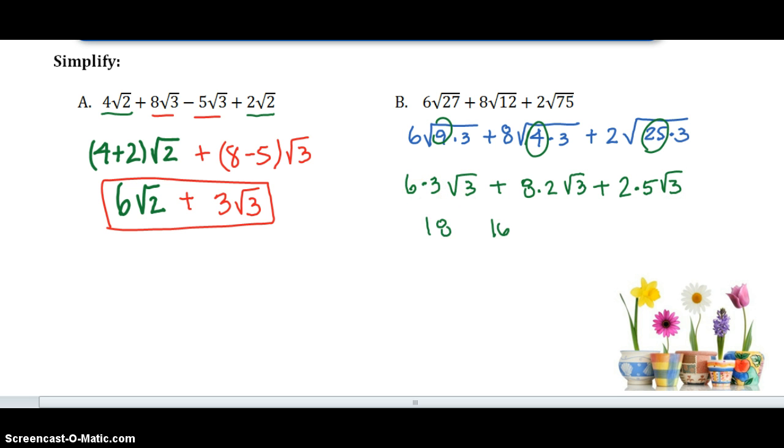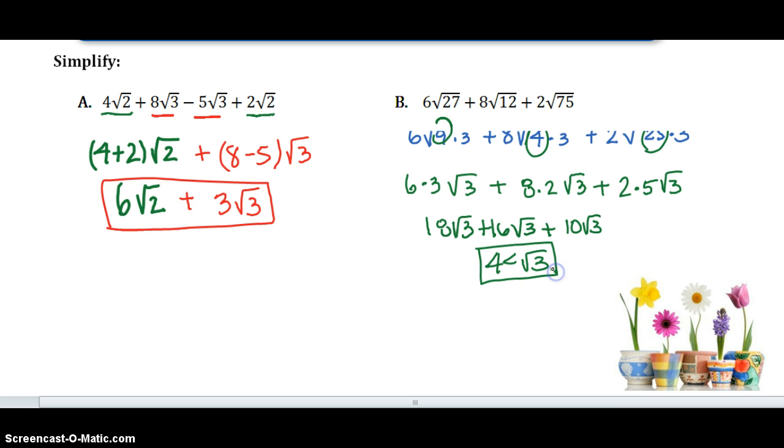So, all right, so 6 times 3 is 18, square root of 3 plus 8 times 2 is 16, square root of 3 plus 2 times 5 is 10, square root of 3. Add them all up, and you end up with 44 on the square root of 3 as your final answer. Okay, flip on over to the next page.